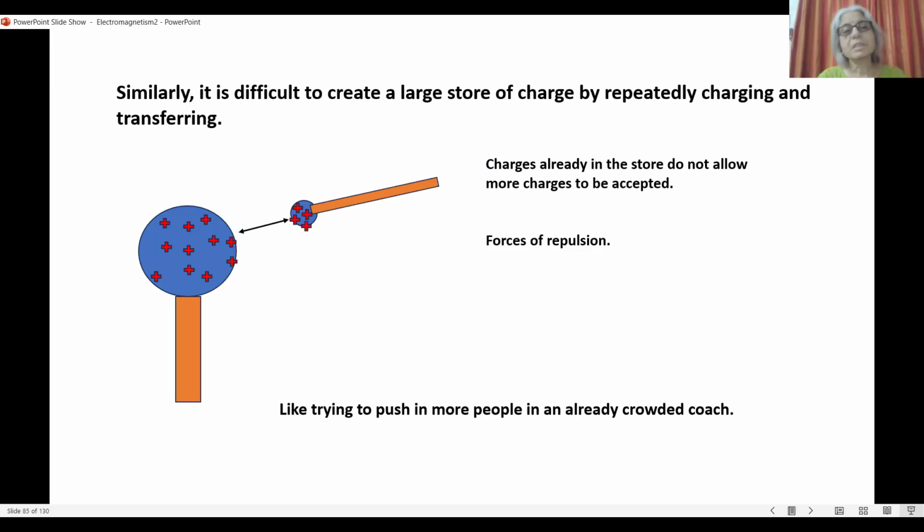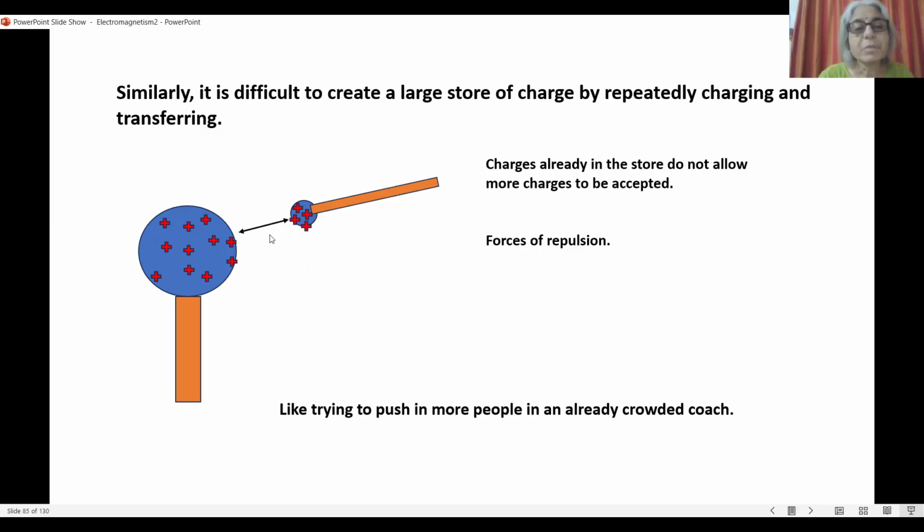Similarly, we generate charge by rubbing, and we want to store it on a metal object. Here is a large metal sphere sitting on an insulating base, and that is our store. On the right side, we have a small glass rod, which we can rub with silk. So some charge is generated, and we want to transfer that charge onto the metal storage sphere. The first few times the charge will very easily jump to the storage sphere.